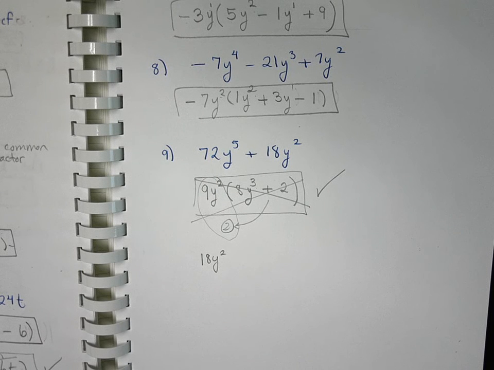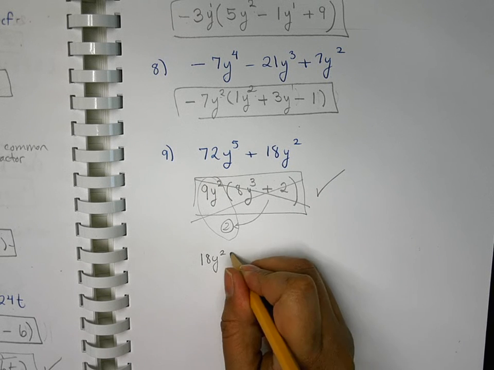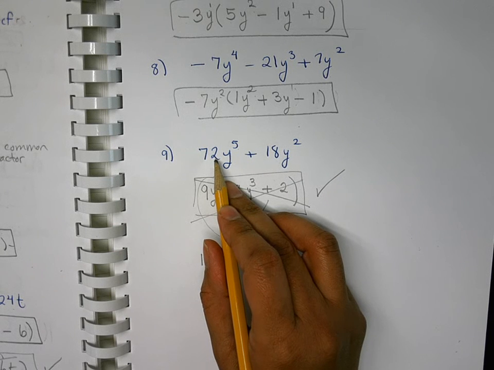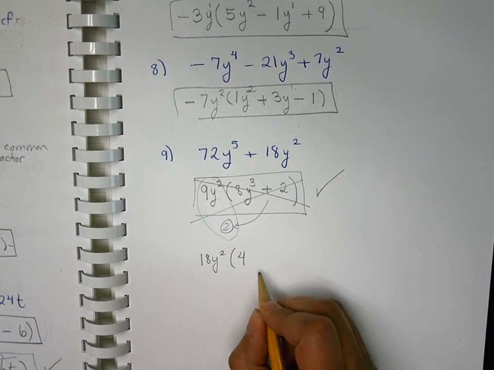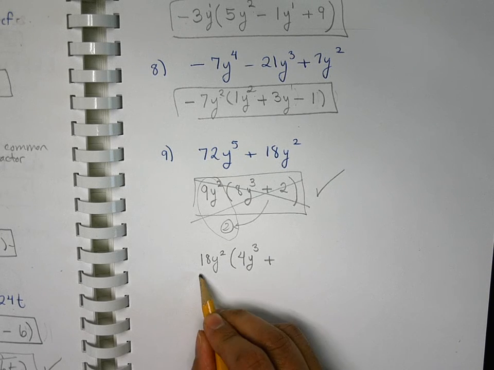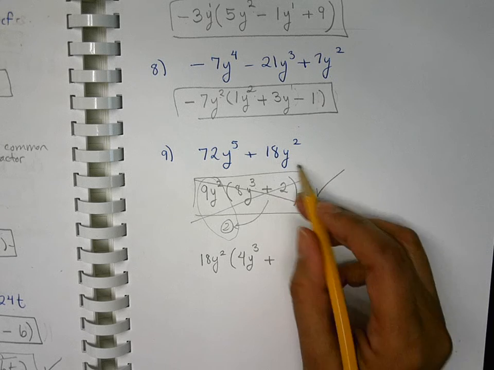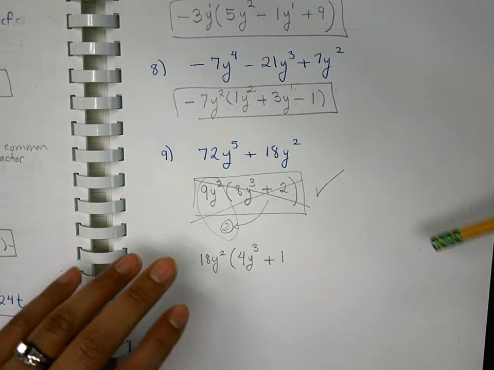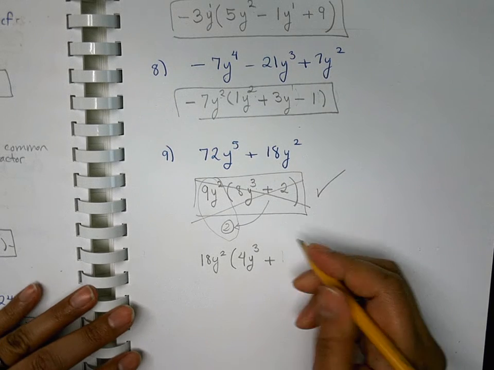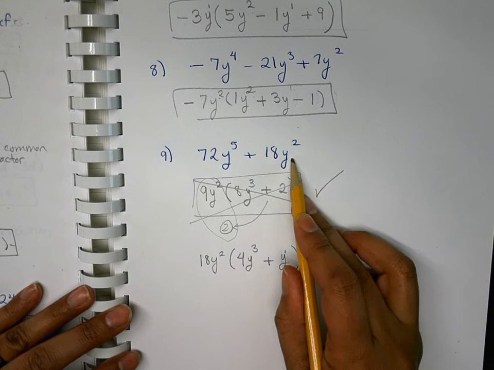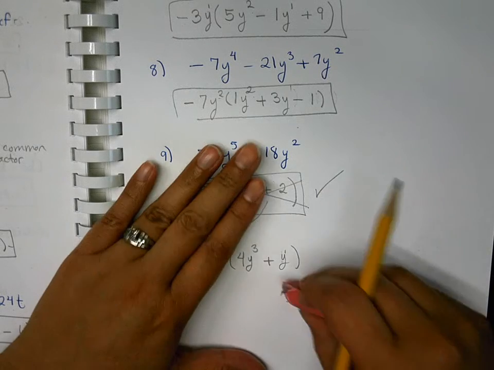All right. 18 times what is 72? Can you guys either know it or plug it in your calculators? 4. And y squared times what is y to the 5th? y cubed. Plus 18y squared times what is 18y squared? 1. Should I put a y? No. I'm going to put the y, and can anybody tell me how we know that would be wrong? Because 2 plus 1 is 3, and that is not y squared. So what do I put here? 1. And is that 1 necessary? Yes.